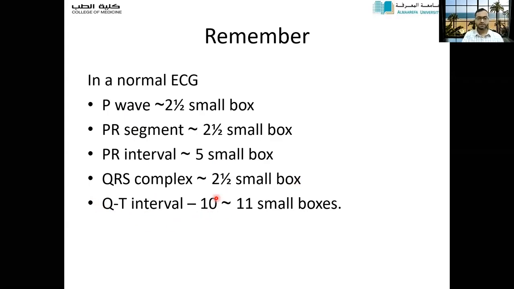QT interval maximum is 10. Again, you see a multiple of 2.5. So the QT interval usually is not more than 10, or a simple way of remembering this is that it's double the PR interval. The maximum range of the QT interval is double the PR interval, that is 10 small squares. So this is just an easy way of remembering all these things. Keep this in mind, and we will proceed further to reading the ECG.